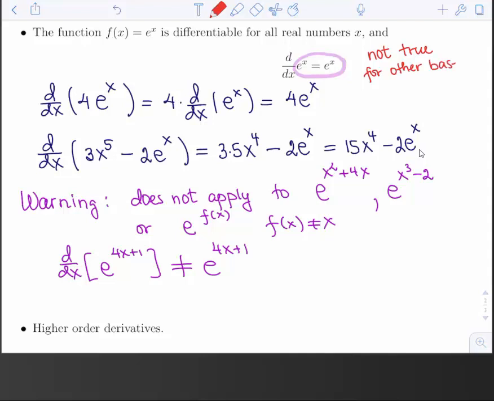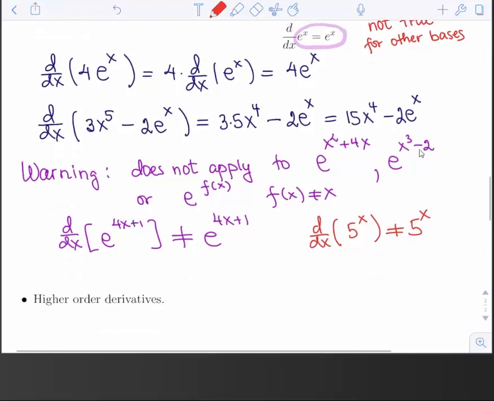So, meaning what? The derivative of 5 to the x is not 5 to the x. Again, we're going to learn how to deal with this situation a little bit later, but for now I need you to know that that's not how we're going to be dealing with it. So the examples that you'll see in the next few weeks will be just e to the x.